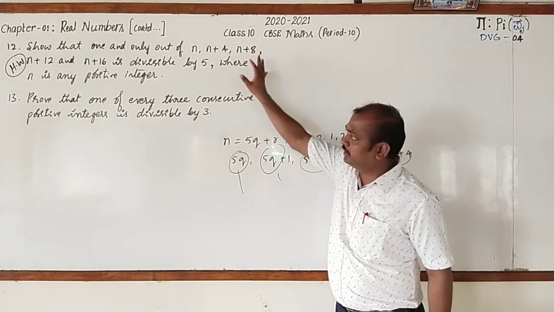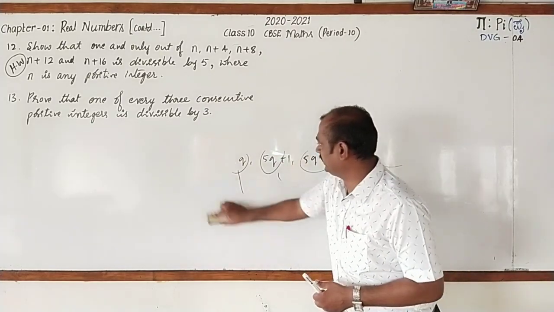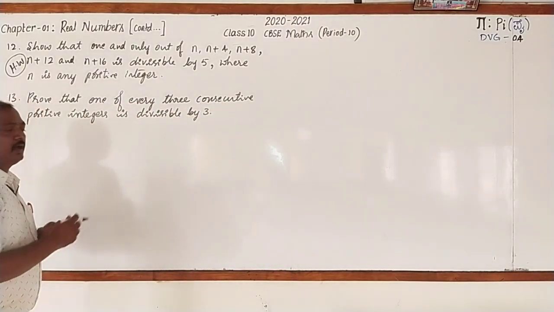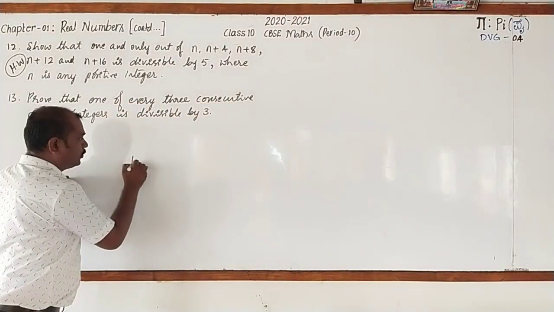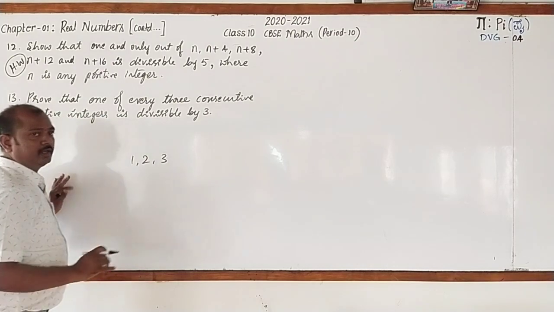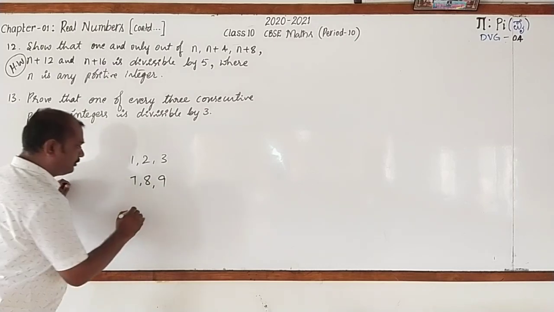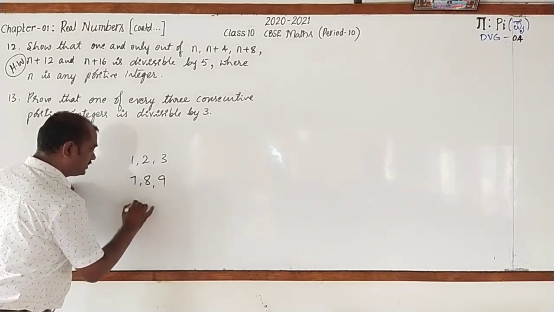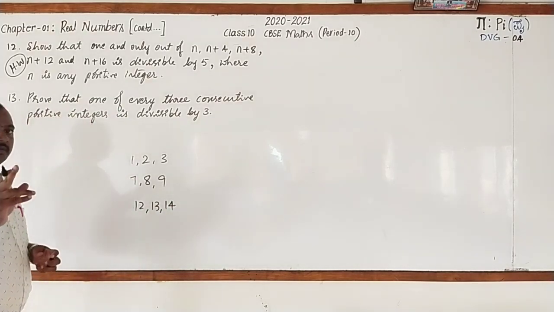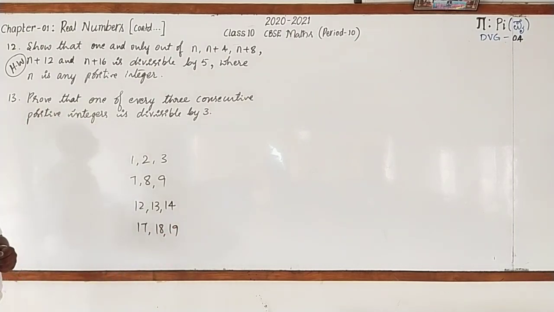After trying this, you have to concentrate on the 13th one. Don't go for reading it; you will tell the question yourself. Here, I'll write some numbers. Observe. 1, 2, 3. How many numbers are there? There are 3 numbers. 7, 8, 9. Here also, there are 3 numbers. Next, 12, 13, 14. 3 numbers are there, is it not? Next, 17, 18, 19.